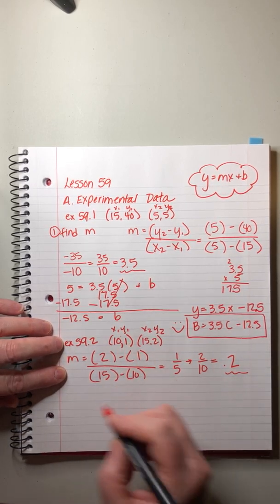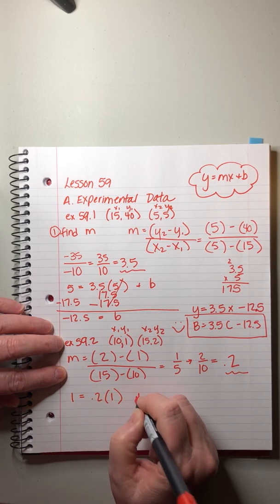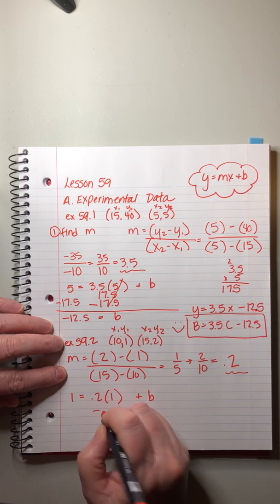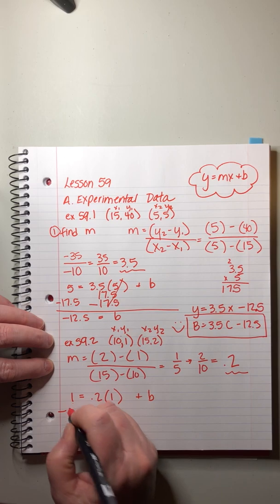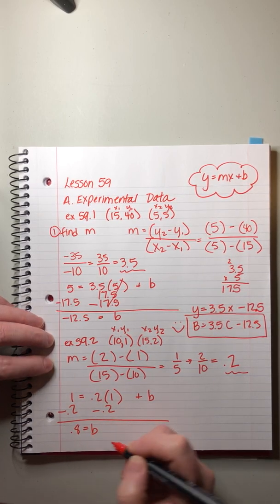Okay, so there's our value for m, and now I just plug in. Which pair of points should I choose? I'm choosing the 10 and the 1. 1 equals 0.2 times 1 plus b. This is minus 0.2, right? Because 0.2 times 1 is 0.2. So I subtract 0.2 from both sides, and I get 0.8 equals b.